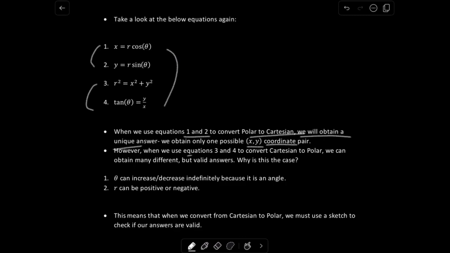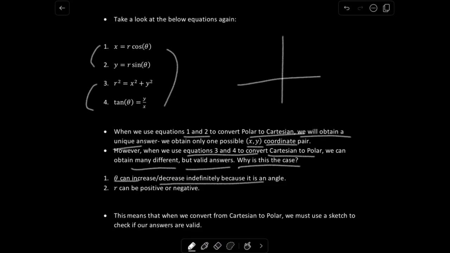However, when we use equations 3 and 4 to convert from Cartesian to polar, we can obtain many different but still valid answers. Okay, so there are an infinite possible number of answers that you can get, but they are all valid. Why is this the case? Okay, theta can increase and decrease indefinitely because it is an angle.